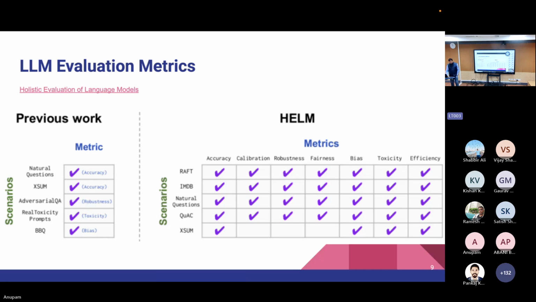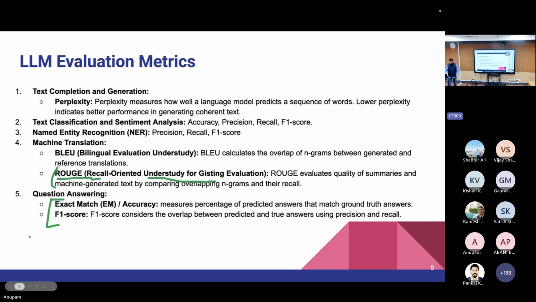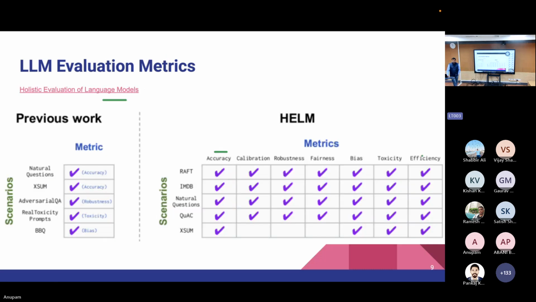People have come up with more frameworks. This holistic evaluation of language models is a framework from Stanford. So they are looking at a lot of things: accuracy, calibration, robustness, fairness. They look at all these 11 metrics in order to make an evaluation. So it's up to you whether you want to just stick with some standard metrics or do the evaluation against all of these. It all depends on your use case, how rigorous you want to be in your evaluation.